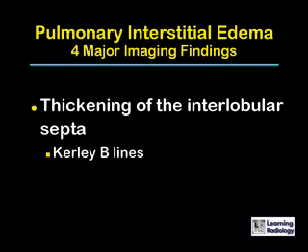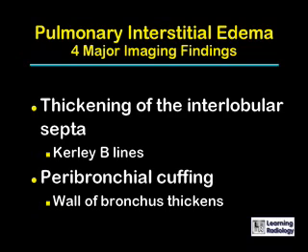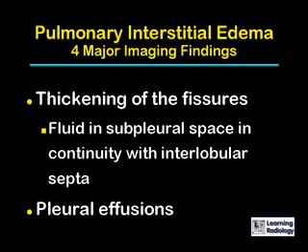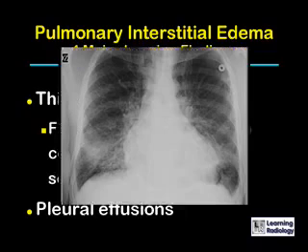And there are 4 major imaging findings for pulmonary interstitial edema. 1, there's thickening of the interlobular septi, curly B lines. 2, there is peribronchial cuffing. The wall of the bronchus becomes thicker as it contains more fluid. 3, there is thickening of the fissures due to fluid in either the subpleural space in continuity with the interlobular septi or fluid between the layers of visceral pleura. And 4, there are pleural effusions.